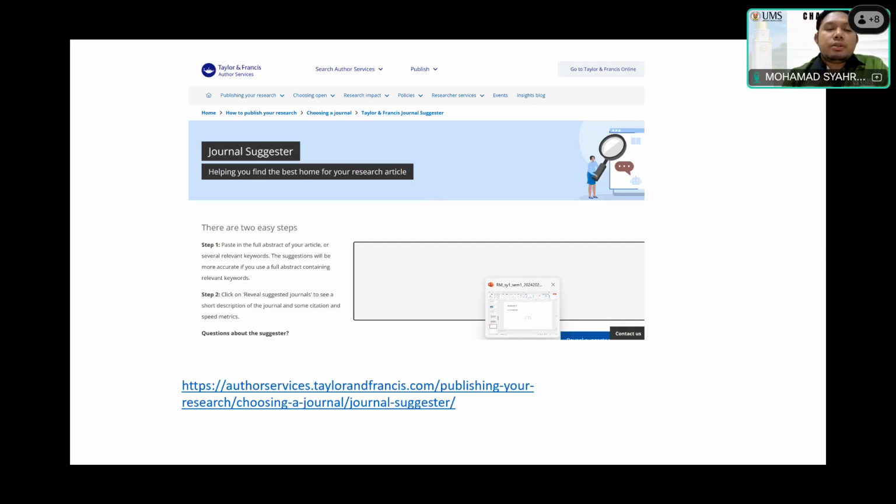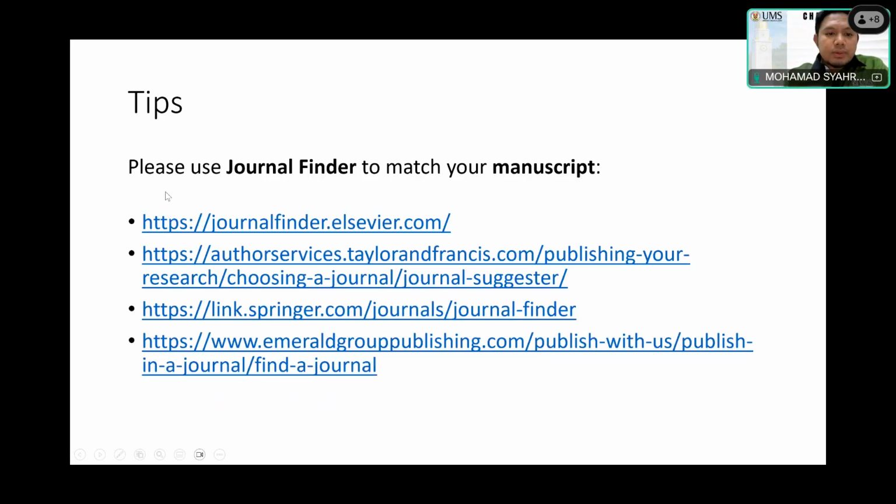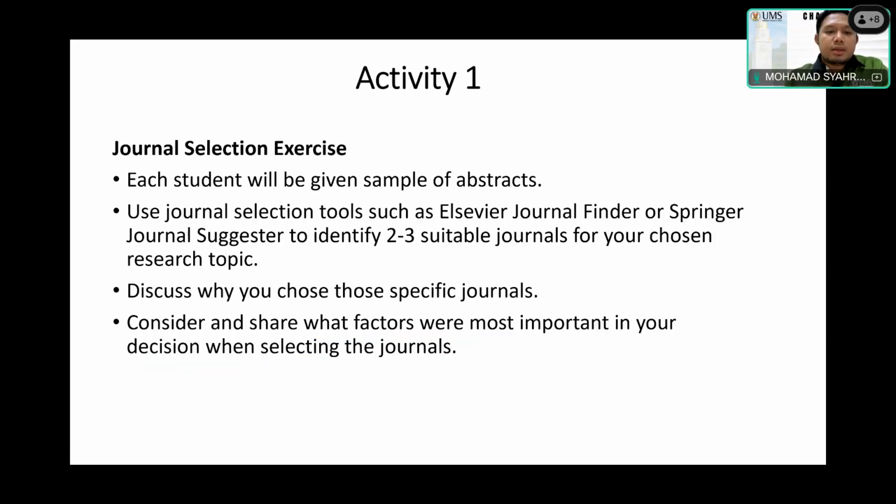So it's important for you still to look at the details of the journals, like I mentioned before, the scope of the journal. You have to consider many things like the time of publication, the frequency, annually, how many issues in a year, and so on. So this is the journal finder that you can use to match your manuscript. We have Emerald here, Springer, Taylor and Francis, and Elsevier.